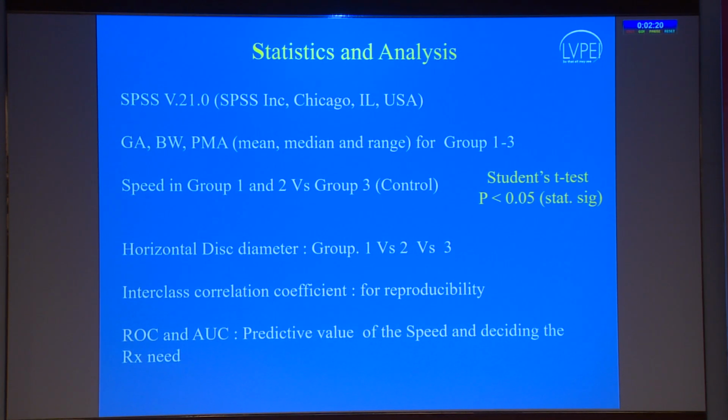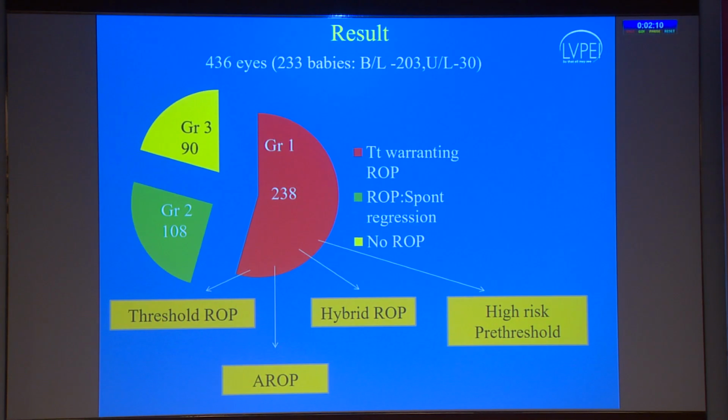So midpoint of temporal or nasal disc margin till the vascular ending were calculated. These are the statistics used: both descriptive statistics and ROC curve and interclass correlation to find out reproducibility between the observers. So there were 436 eyes from 233 babies grouped into group 3, no ROP.